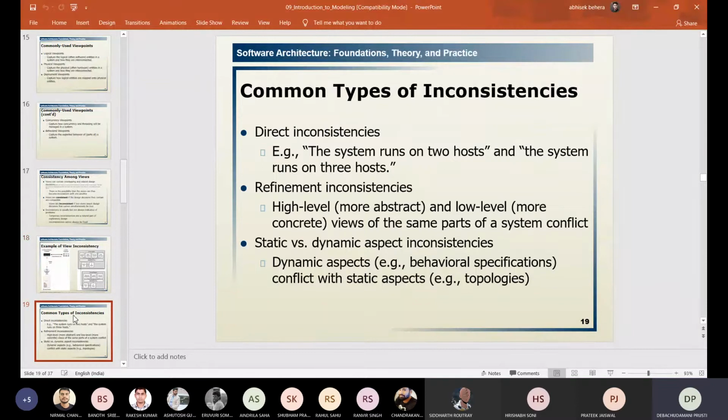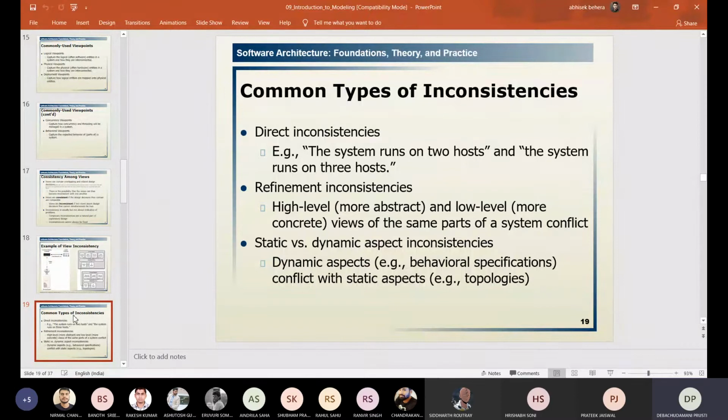Okay, some common types of inconsistencies. The first one is the direct inconsistency. Inconsistency means the components show some difficulties, or a lack of concurrency between the two components, which creates inconsistencies between them. So the first one is the direct inconsistency. For example, this system runs on 2 hosts and the system runs on 3 hosts. Okay, this is the direct inconsistency.